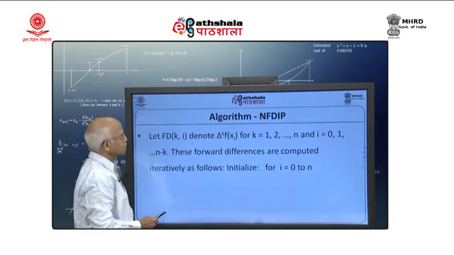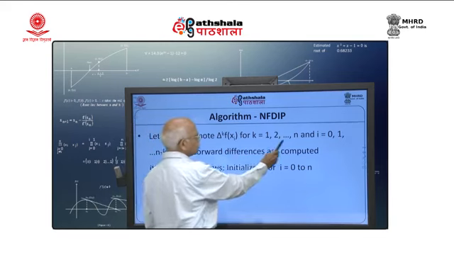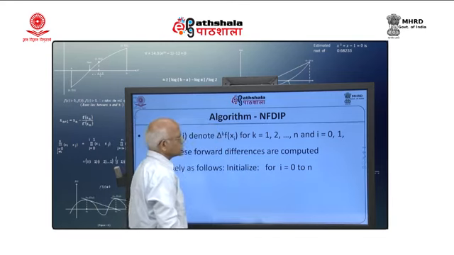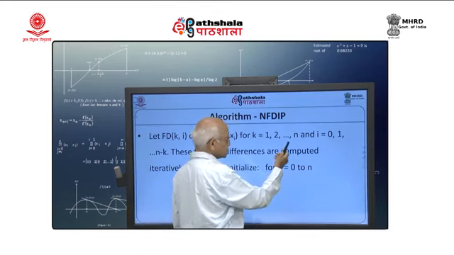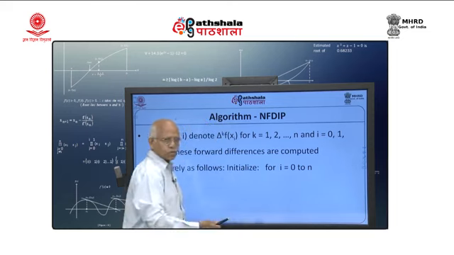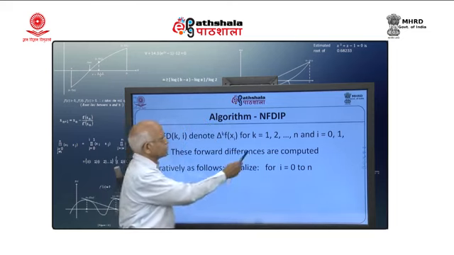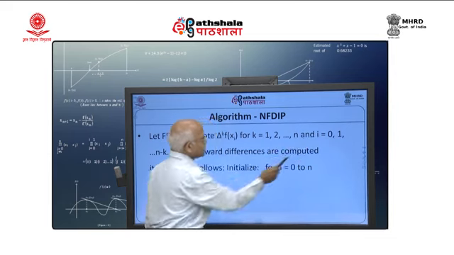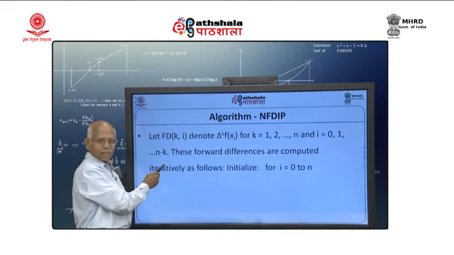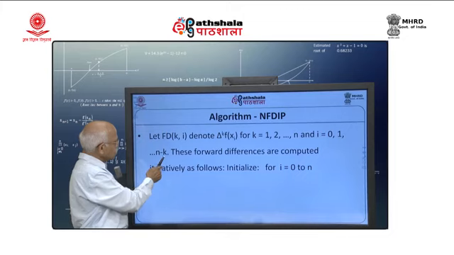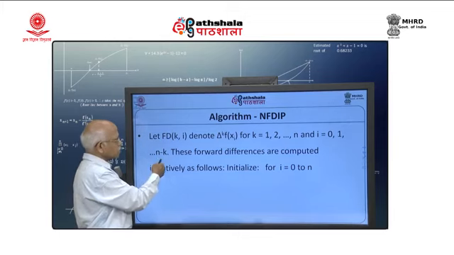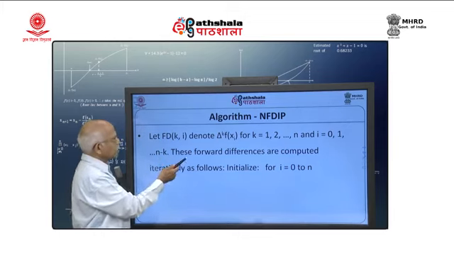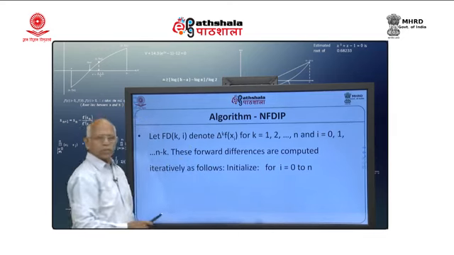So, k equals 1 to n, because you want n order differences, and you know that as the order of the difference increases, the number of differences that we compute goes on reducing. So, k equals 1 to n and i is 0 to n minus k. So, there will be n differences of first order, n minus 1 differences of second order, and only one difference of nth order.